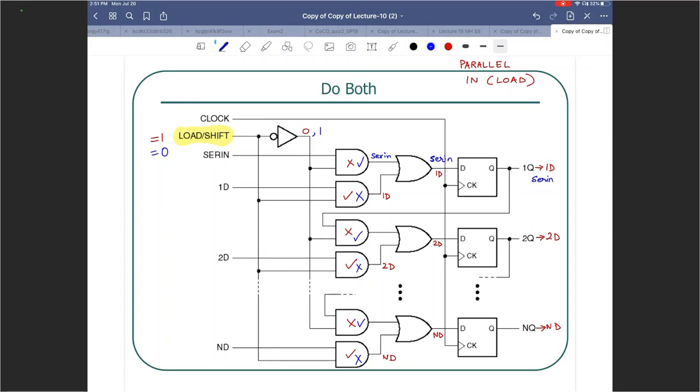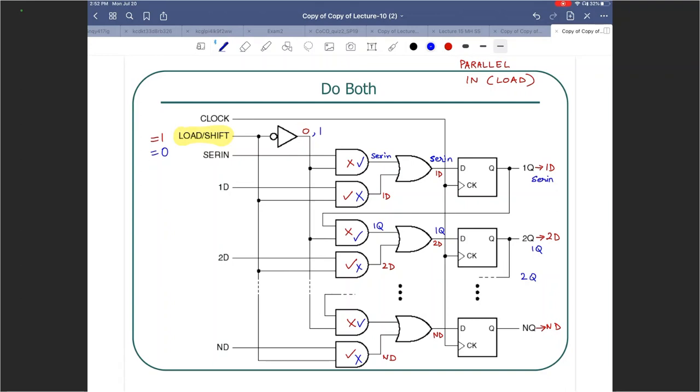What about the next one? Well, 1Q is available over there. So this will be 1Q. What did I just do? I did a shift, right? That 1Q from the top flip-flop went to the bottom, right? So I just did a shift exactly the way I was doing earlier. What happens to 2Q? It will move down here, right? What happens to NQ? Well, NQ will now be N minus 1 Q.